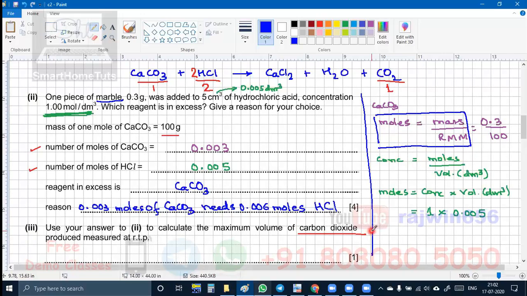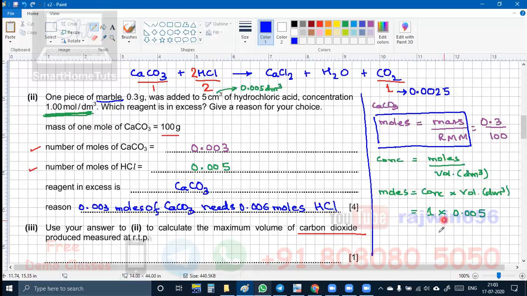Now, wherever we are going to use the product side, we are supposed to use the one which is the limiting reagent. The limiting reagent over here is HCl. So I'm not going to use this value. I'm supposed to use this value. So this is 2:1, HCl is to CO2. Correct? So moles of CO2 is going to become half of this, because this part is 2 and this part is 1. So over here, the moles of CO2 is 0.0025.